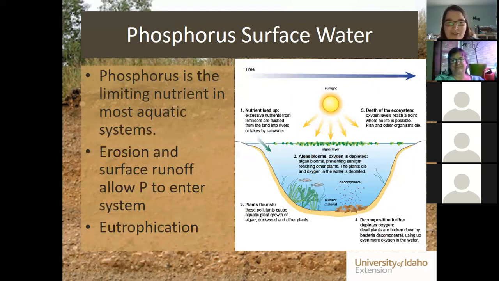Erosion and surface runoff allow P to enter the system. It does a thing called eutrophication. You actually don't want plants to grow uncontrollably in surface water. What happens is they get a little bit of that phosphorus and get all excited about it and bloom. But unfortunately, they shade each other out, get older, and then die in the water. As they're dying and breaking down, they use up all the oxygen, and then there's no oxygen left for fish.